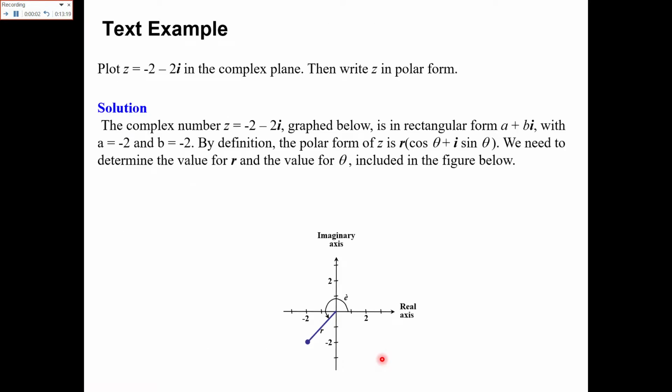Now here you have a test example of how you will convert a simple complex number into its polar form. Plot minus 2 iota in the complex plane and then write z in the polar form. So first you are asked to draw the number in the complex plane, and then you have to find its polar form.